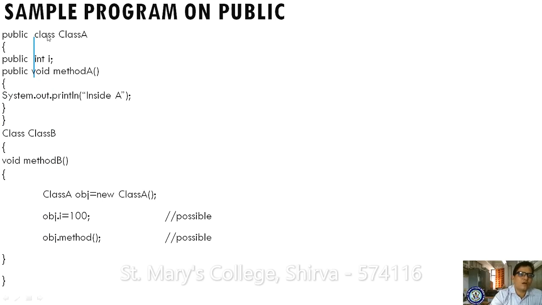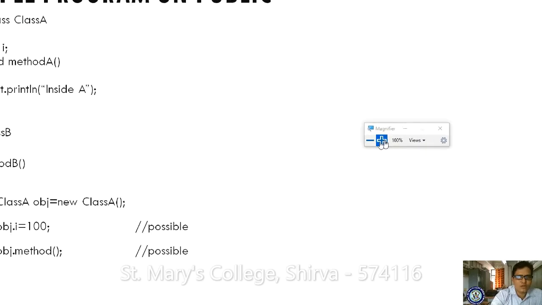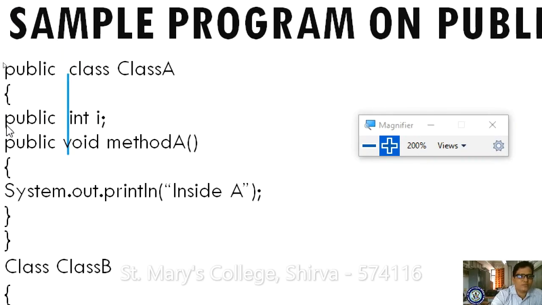Now we will have a simple program. Public class, and the name of the class is class A. Public is a keyword, class is a keyword, and the name of the class is class A. Here we are defining the variable as public int i, and public void method A. In the method we are defining one output statement, System.out.println inside A. Here class A ends.